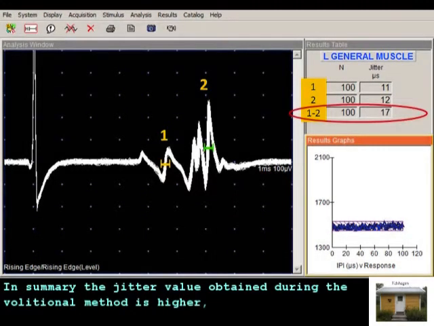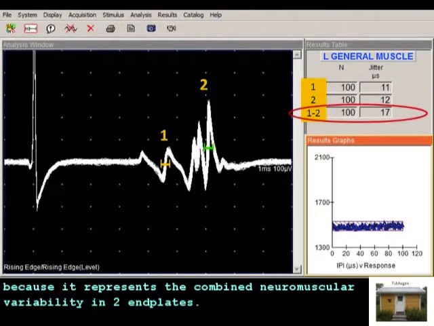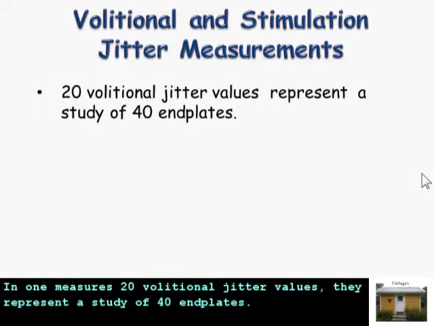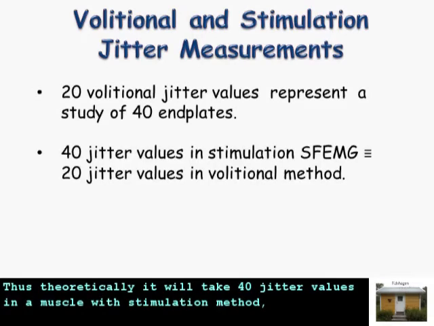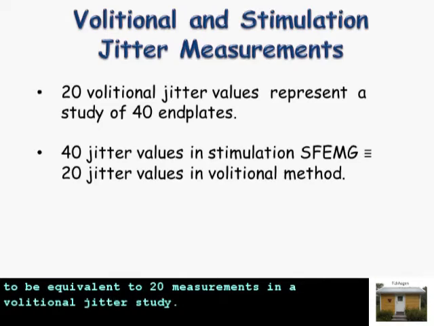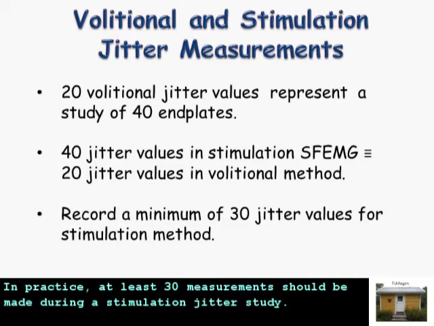In summary, the jitter value obtained during the volitional method is higher because it represents the combined neuromuscular variability in two end plates. If one measures 20 volitional jitter values, they represent a study of 40 end plates. In contrast, each jitter value in the stimulation method represents a single end plate. Thus, theoretically, it would take 40 jitter values in a muscle with the stimulation method to be equivalent to 20 measurements in a volitional jitter study. In practice, at least 30 measurements should be made during a stimulation jitter study.